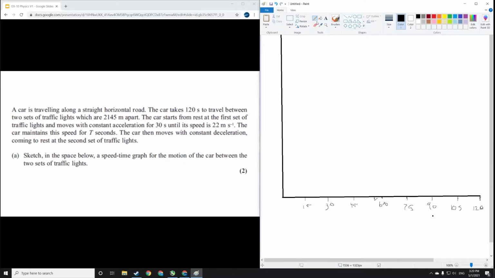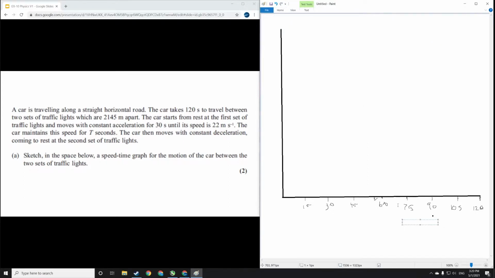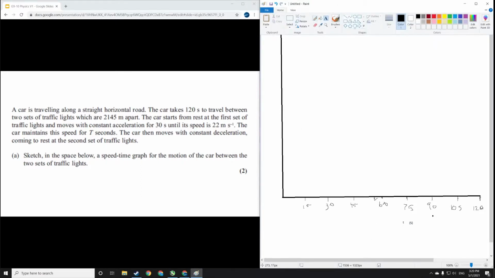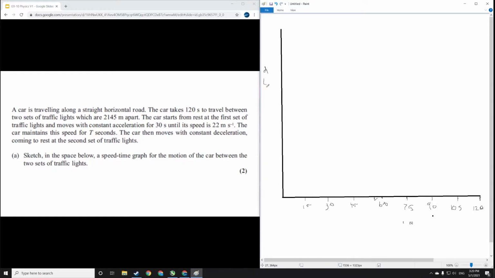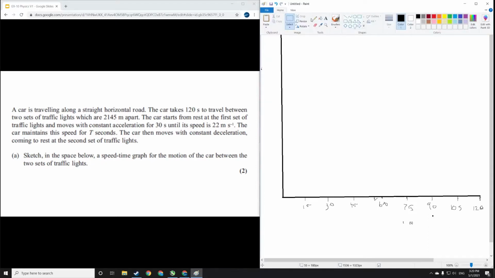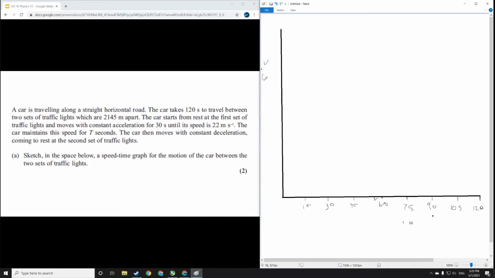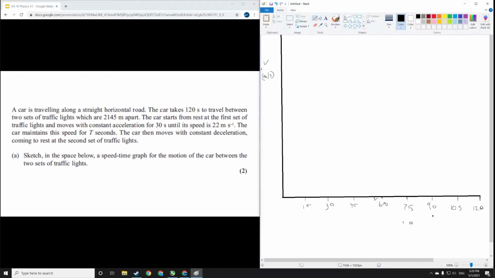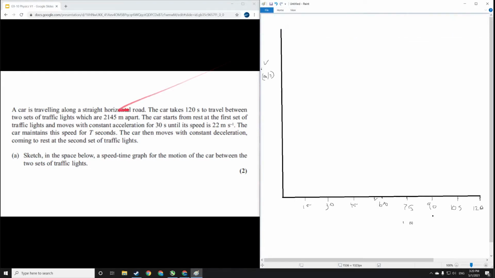Again, put your labels. So this is t, seconds. Obviously, you're going to make it much nicer looking when you do it yourself. This is velocity, V, meters per second. And finally, let's start sketching.